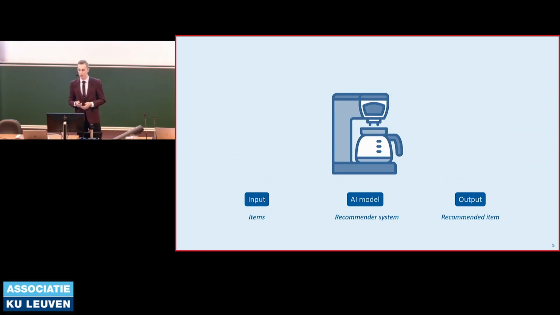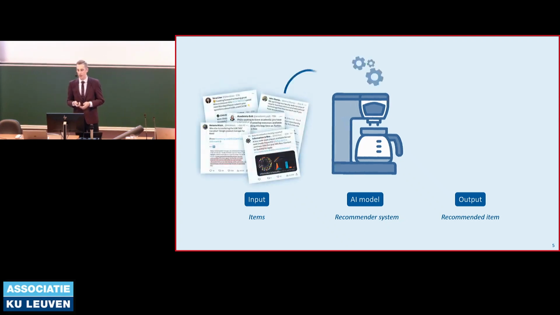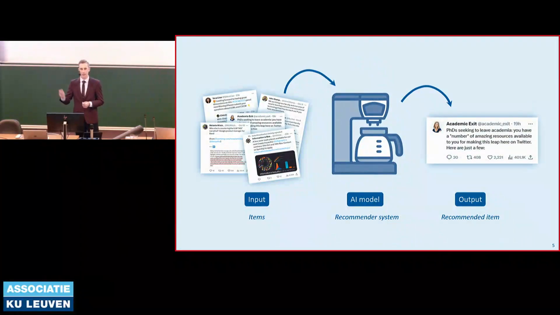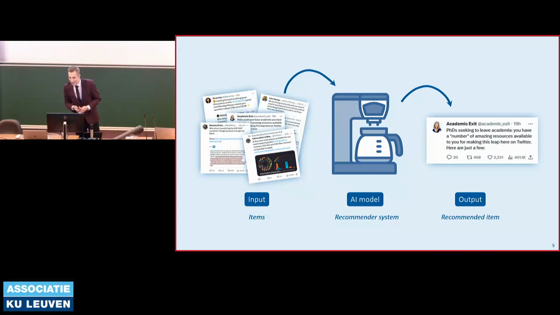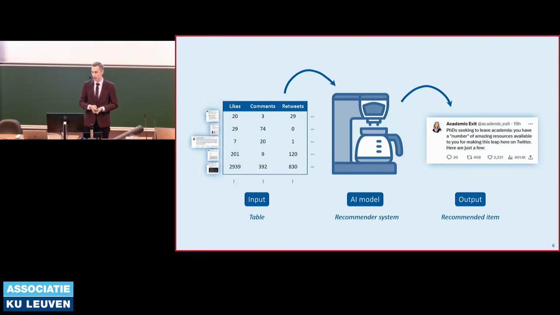So for example, we can have an AI model that takes into account specific items, and then it will recommend specific items. And this is called a recommender system. For example, take a bunch of tweets, and then here is a tweet that is recommended to me personally, and hilariously, it's about PhDs seeking to leave academia. There's other models, but let me first tell you also such that you know that in the background, these tweets are actually captured as tables. So the system is working with tables of numbers, and the columns are called features. So the number of likes, the number of comments, the number of retweets, etc. So just keep the word feature in mind.